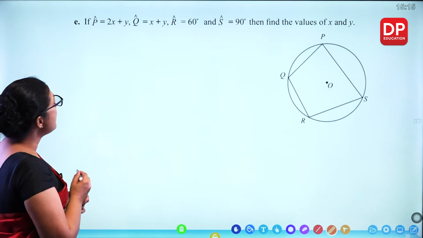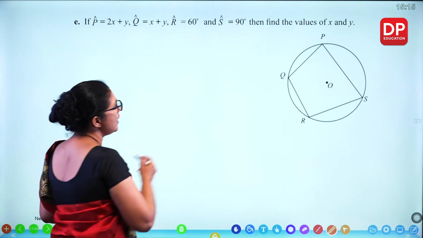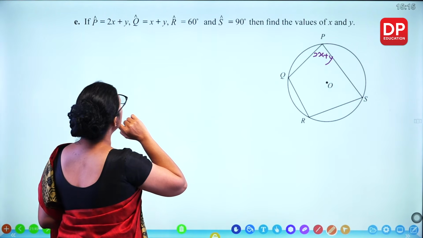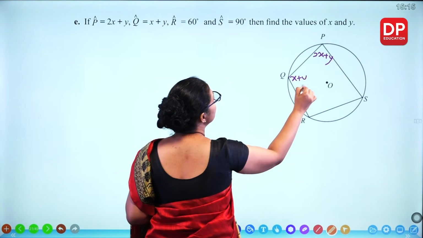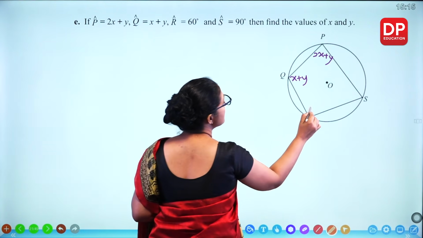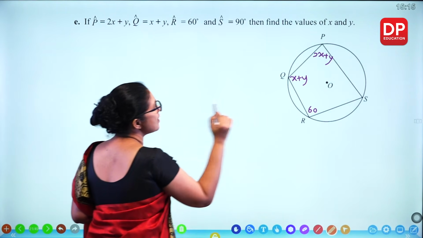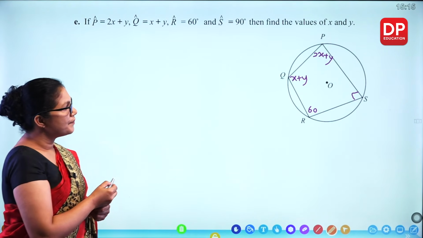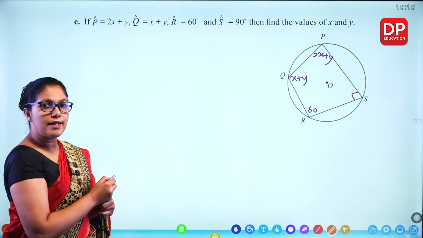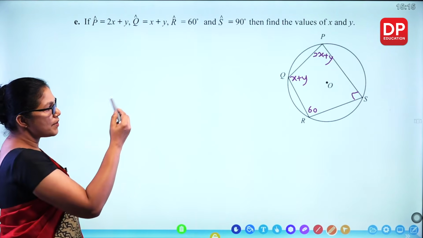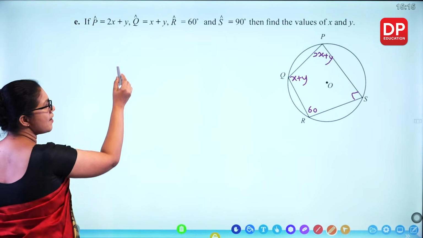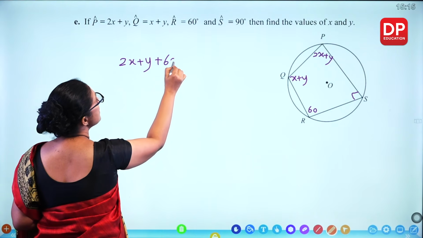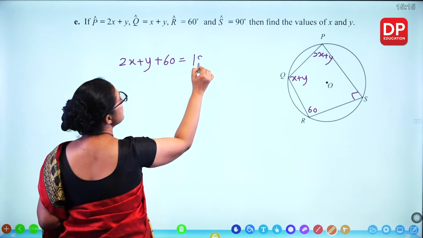Part E. If P equals 2x plus y, Q equals x plus y, R equals 60, S equals 90, then find the values of x and y. We can write down two equations. Opposite angles are supplementary. I can write P angle, that's 2x plus y plus 60 is equal to 180.